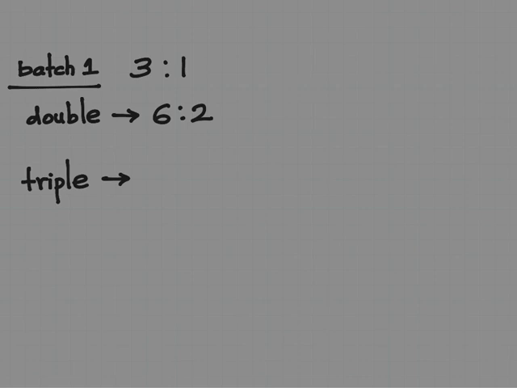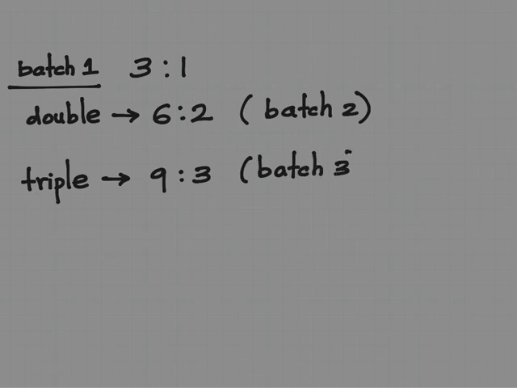And now, if you want to make another batch, for batch 3, we have to triple it. Triple the first batch value. So 3 times 3 will become 9 is to 1 times 3 will become 3. This is for batch 2 and this is for batch 3. So these are examples of equivalent ratios.